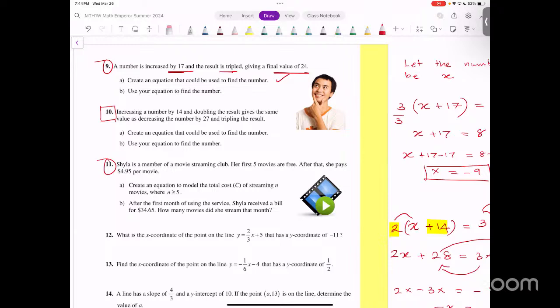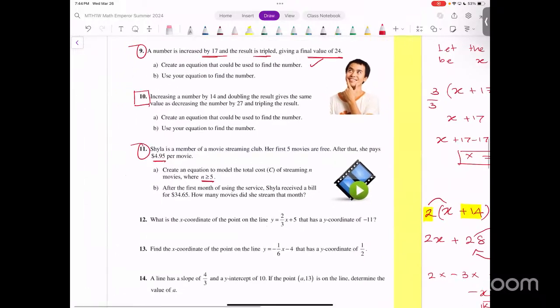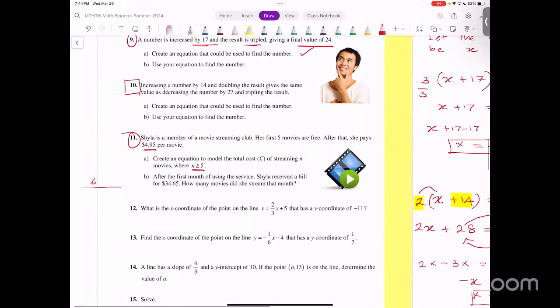So, n greater than or equal to 5 means 5 or more, isn't it? You only need to pay $4.95 for any movies greater than 5. Do you need to pay for the first 5 movies? So here's my question. If I watch 6 movies, how much do I have to pay monthly? Akshara, how much would I have to pay?